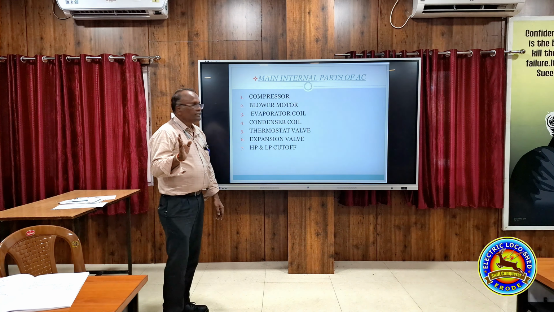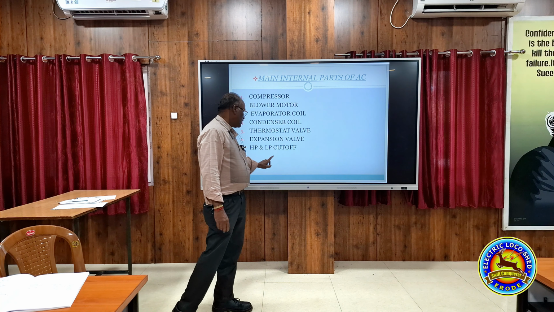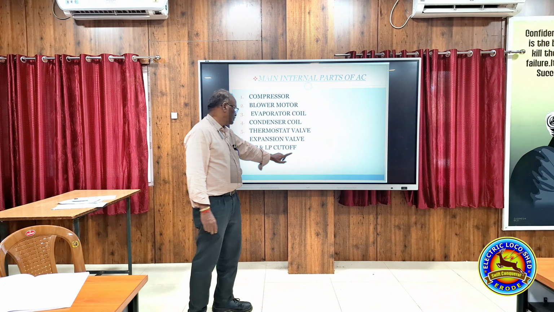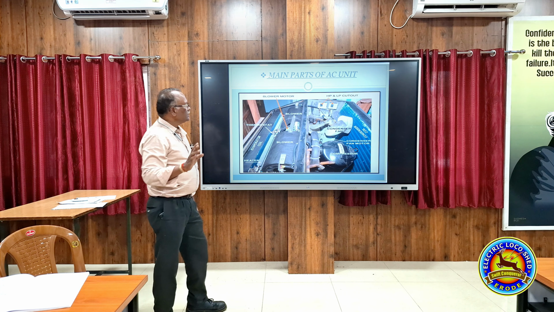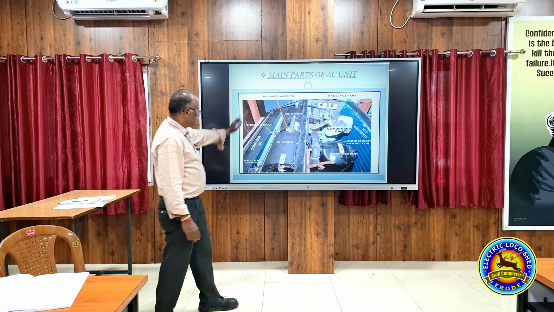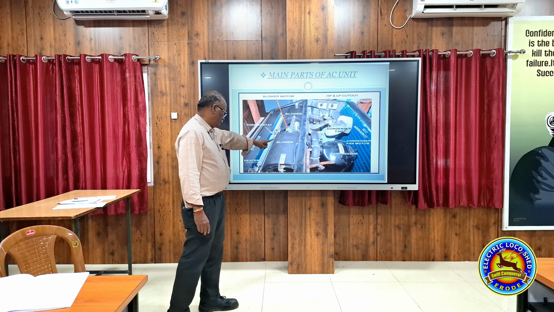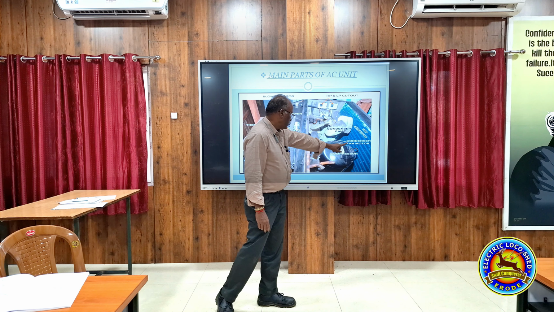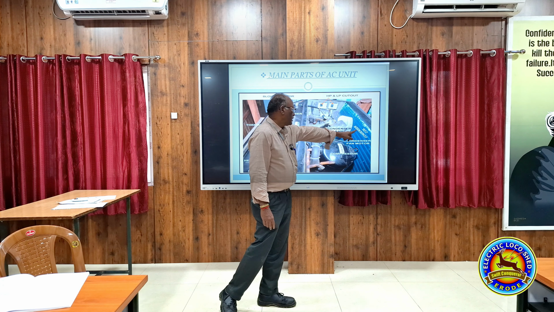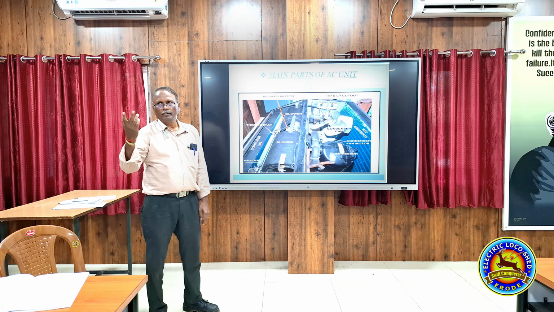The items in the AC are the compressor, blower motor, evaporator coil, condenser coil, thermostatic expansion valve, and HP and LP cutoff, the high pressure and low pressure cutoff switches. These are the main parts of the AC unit: the blower motor, thermostat, evaporator coil, blower, condenser fan and motor, compressor, and the condenser coil. Just to know the parts is enough. We can see the working afterwards.